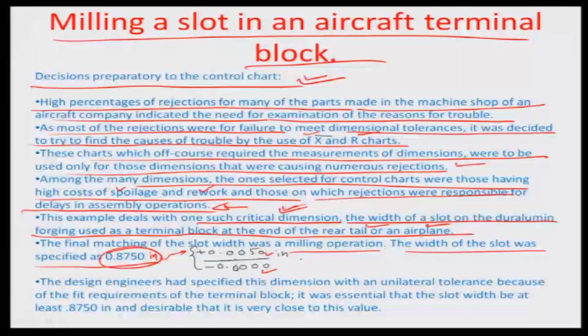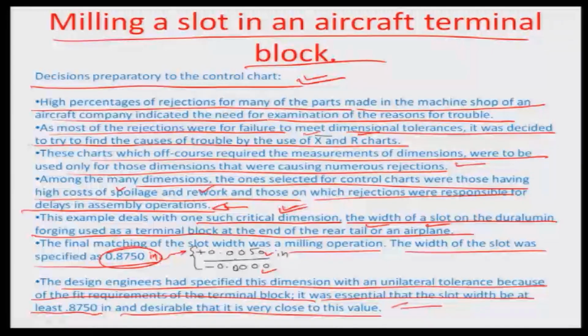The design engineers had specified this dimension with a unilateral tolerance because of the fit requirements of the terminal block, and it was essential that the slot width be at least 0.8750 inches and desirable that it be very close to this value. Now the question arises that once this dimension has been isolated and the specifications laid out, the next step, which is the control chart plotting, comes into the picture.